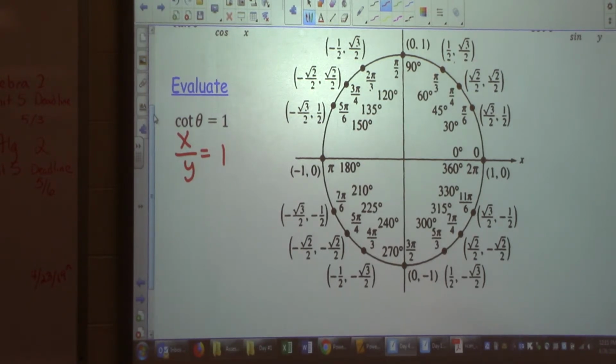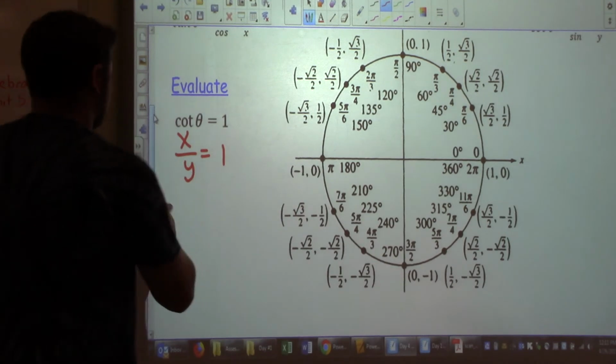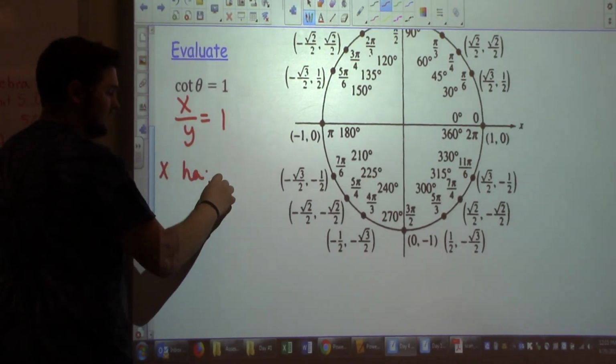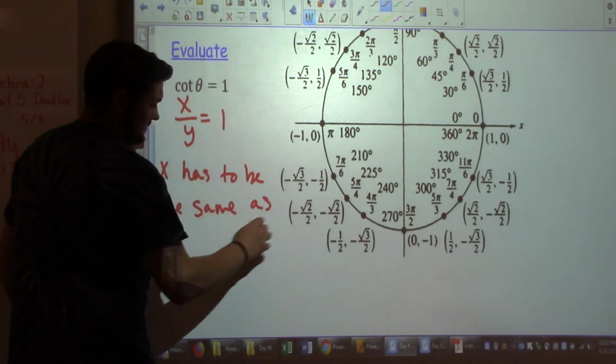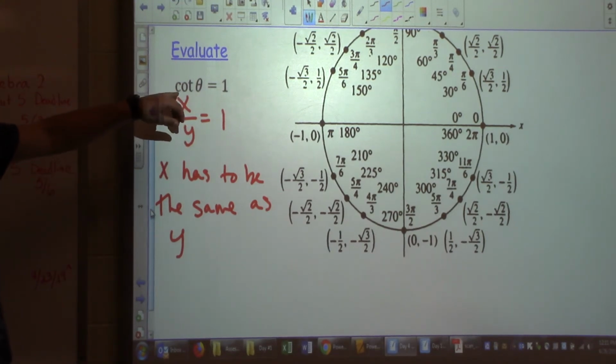Alright, now let's think about it, not even looking at our unit circle. Just think about it in general. What number divided by another number equals 1? Give me an example. What divided by what equals 1? 2 divided by 2. Any number divided by itself. So, thinking about that, any number divided by itself means x has to be the same as y, because it has to be the same number here, right?